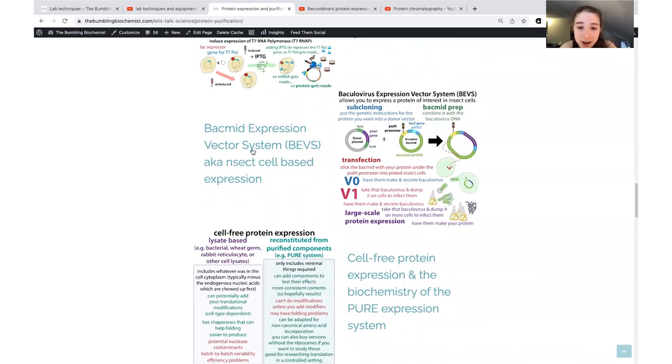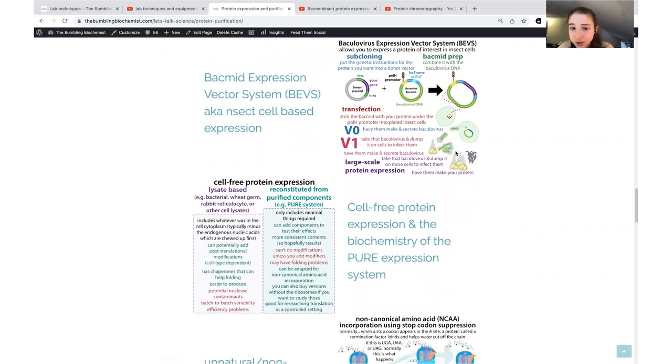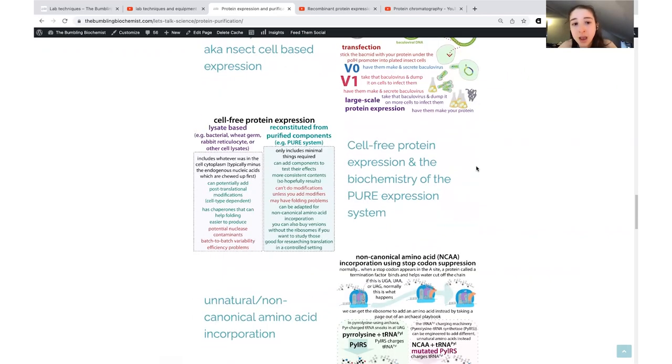A technique that I use a lot is insect cell expression. This is done with the baculovirus expression vector system, or BEVS. You basically make this bacmid. It's a plasmid that can replicate in bacteria, but it can also replicate in insect cells. When you put it in insect cells, the insect cells can actually turn it into a whole virus. This virus infects other insect cells, and those all have the instructions for making your protein, and so they make your protein.